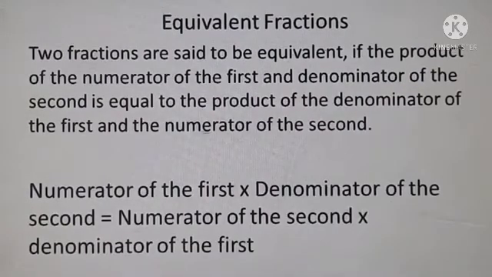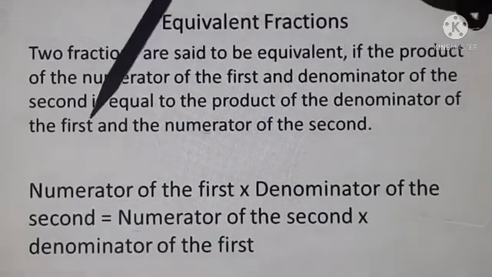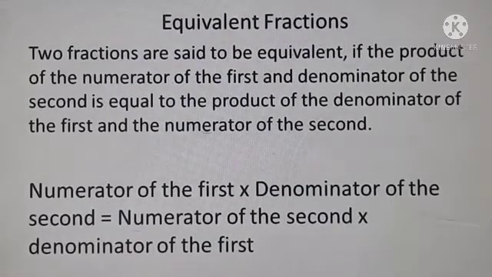Equivalent fractions. Now listen carefully. Two fractions are said to be equivalent if the product of the numerator of the first and denominator of the second is equal to the product of the numerator of the second and denominator of the first. Means what is said basically here, they are saying about cross multiplication. Means when the fractions are given and we are doing cross multiplication and both the sides are giving us the same answer, then the fraction is known as equivalent fraction.